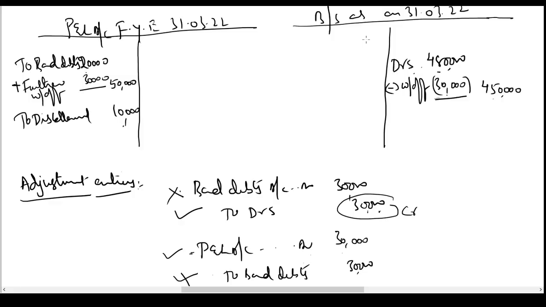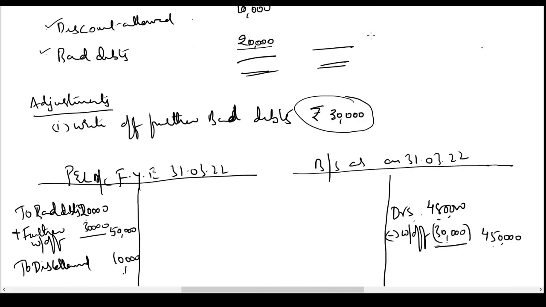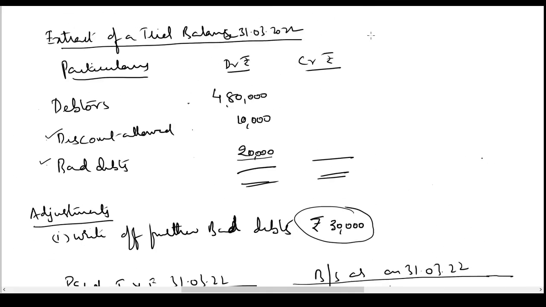The bad debt which is given inside the trial balance will be shown only in the P&L account. The bad debt which is required to be written off further and given as part of adjustments has to be recognized both as a loss and also in the balance sheet as a subtraction from debtors. So this is how I deal with a problem on bad debts when it is given both inside and outside of a trial balance. Thank you.